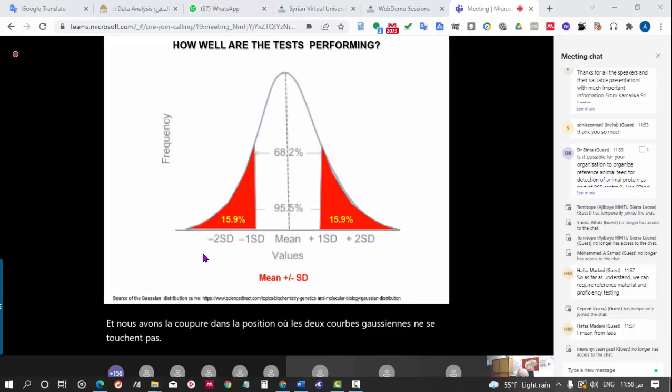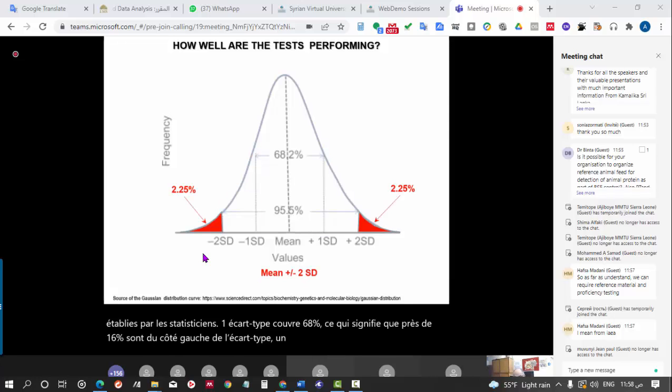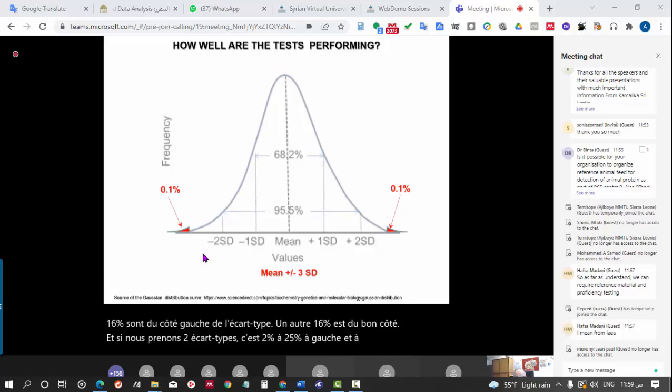And as Vladimir mentioned, the Gaussian curve has some rules already established by the statisticians. One standard deviation covers 68%, which means almost 16% are at the left side outside the standard deviation. Another 16% is on the right side. If we take 2 standard deviations, it is 2.5% left and right. And if we take 3 standard deviations, it is 0.1% outside this range.